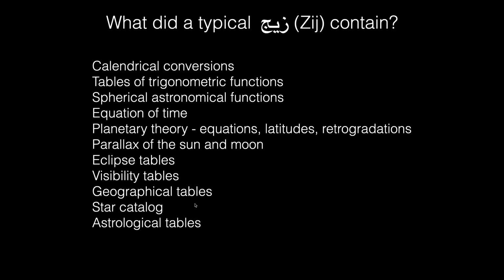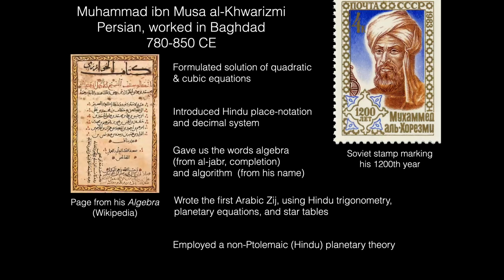Otherwise, you would have to visit the Bodleian Library at Oxford or such places to access them with, of course, your gloved hands. If these were more widely available, they would be extremely valuable resources for the history of astronomy and other sciences. So the first Zij that we are aware of was written by this man whose name is familiar, Al-Khwarizmi, a Persian who worked in Baghdad, who formulated, as I mentioned, the solution of quadratic and cubic equations.